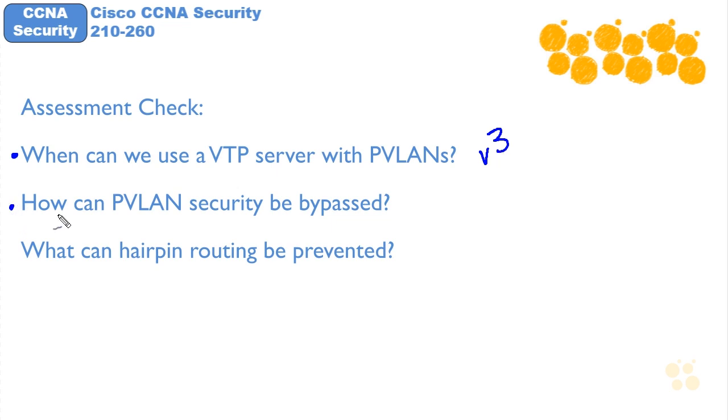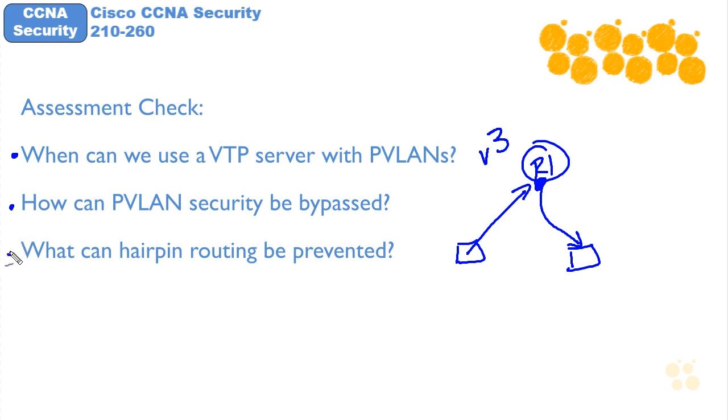Question number 2, how can private VLAN security be bypassed? And the security of a private VLAN can be bypassed if a device, for example, on an isolated port or in community B, sends a packet to the layer 2 address of its default gateway. In our example, we used R1, but at layer 3, it's going to be routed back to a device on a different community VLAN. And that's referred to as a hairpin turn or hairpin routing on this interface of R1.